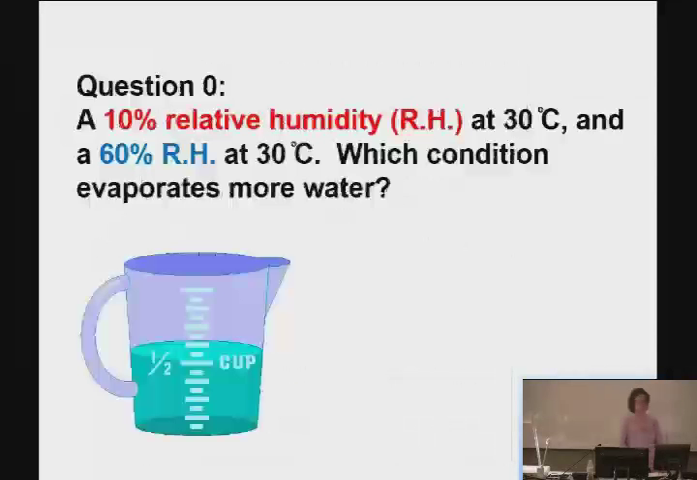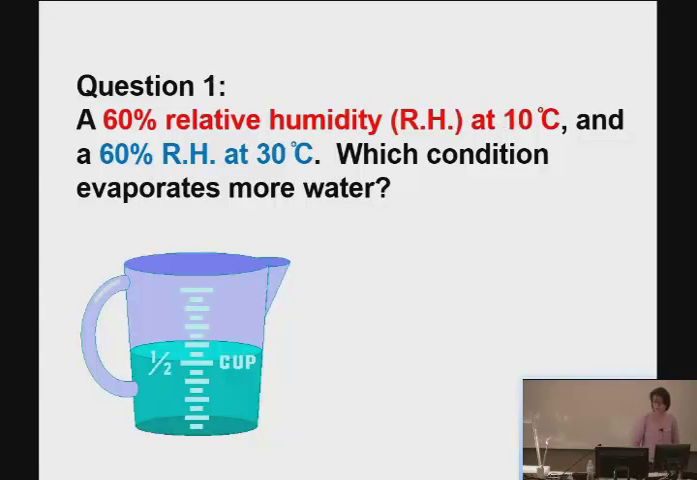Okay, so here's exercise one. 10% relative humidity at 30 degrees C, and 60% relative humidity at 30 degrees C. The same temperature, but low humidity and high humidity. Which condition do you expect more evaporation? 10%? How many of you think 10%? So the evaporation happens when it is dry, right? Which is drier, 10% or 60%? 10, yeah, okay, easy, right?